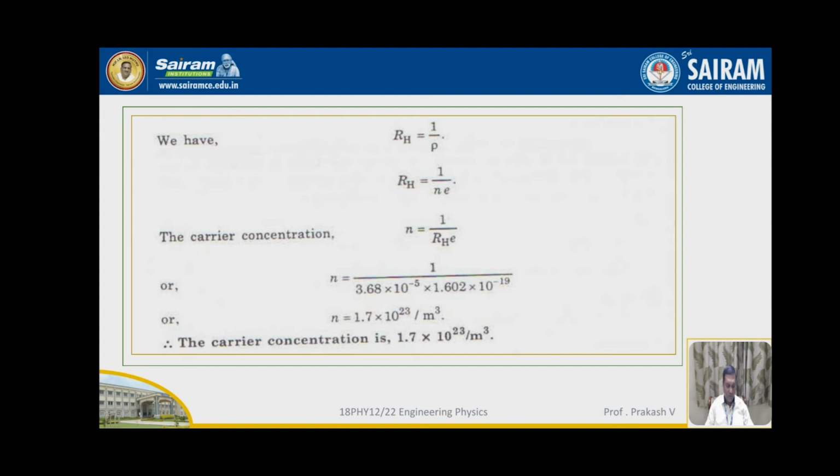The value of N will be 1.7 × 10^23 per meter cube. So the carrier concentration can now be written as 1.7 × 10^23 per meter cube. So this is the answer.